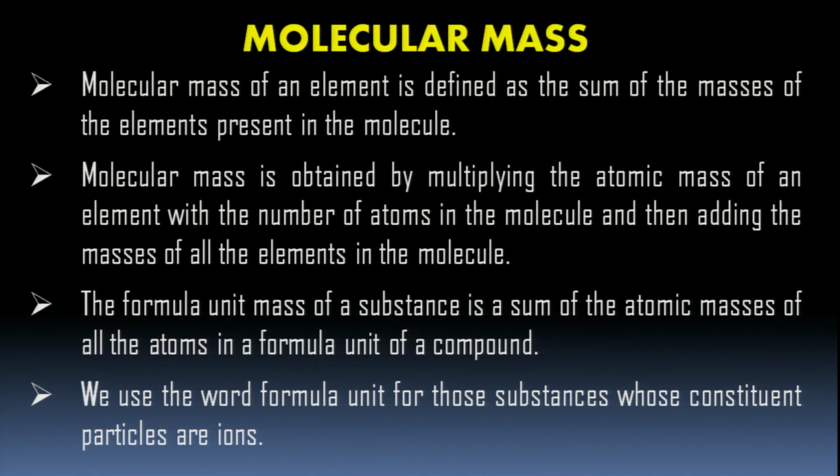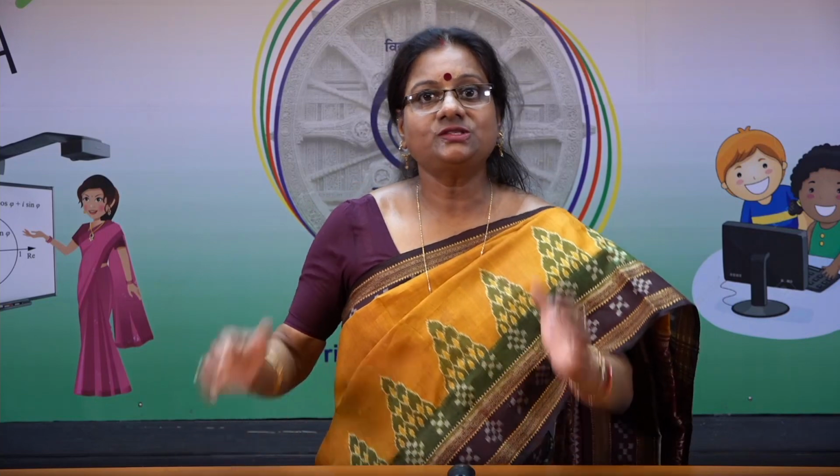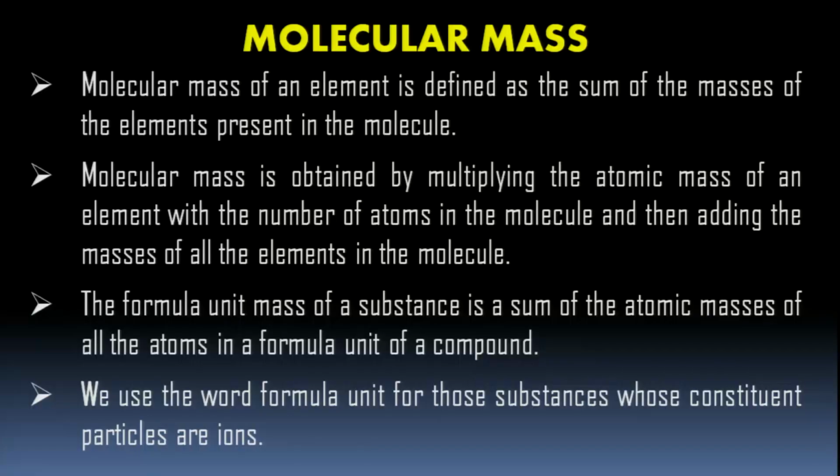Molecular mass of an element is defined as the sum of the masses of the elements present in the molecule, and it is the sum. Different elements are present, so we have to add up the masses of all the elements. Molecular mass is obtained by multiplying the atomic mass of an element with the number of atoms in the molecule, and then adding the masses of all the elements in the molecule. When we go for the example, children, you will understand it very clearly. Don't worry.